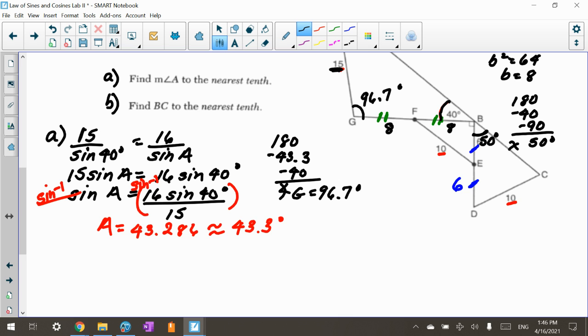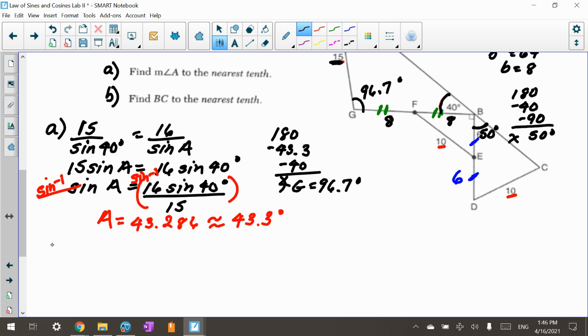Or let me see now. Do I know angle C? What if I did 10 is to the sine of 50? Let's do law of sines. I can find angle C first, and then I can find angle D to find that. Let's try that. Oh, I'm excited now. This is like a puzzle.